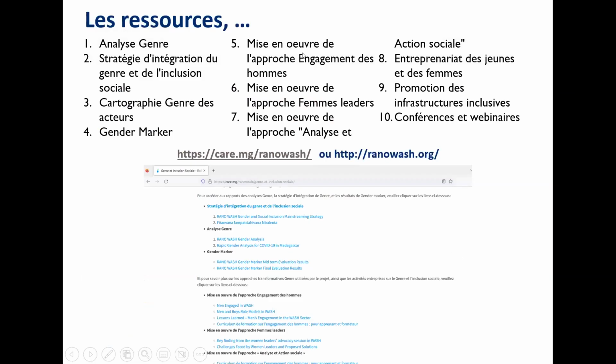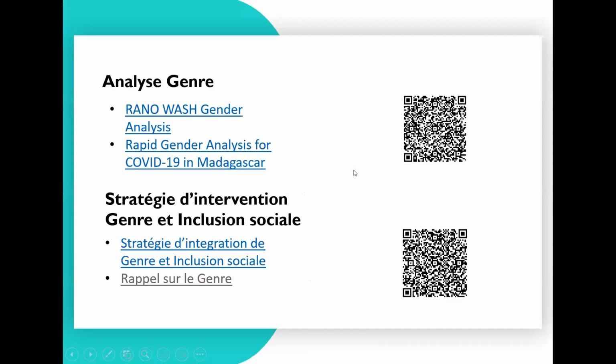From this slide, sorry for that interjection. From this slide, we're going to see the different resources that were used by Run Wash during those 6 years of intervention. So they were classified into 10 themes that can be downloaded from the website, and there are also QR codes that can be used for the downloading.